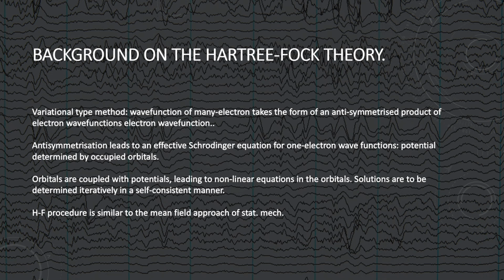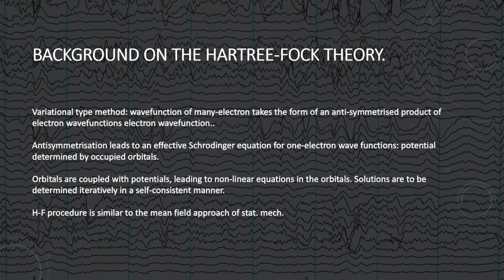This is possible due to the fermionic nature of these particular electrons. They are fermions, therefore it's possible for us to have their one electron wave functions antisymmetrized in a product. Therefore this leads us to a system of many electrons that we can then describe in a variational type method. It is also due to this antisymmetrization restriction that we have an effective Schrödinger equation. This effective Schrödinger equation is for individual one electron wave functions. We will call these one electron wave functions orbitals.